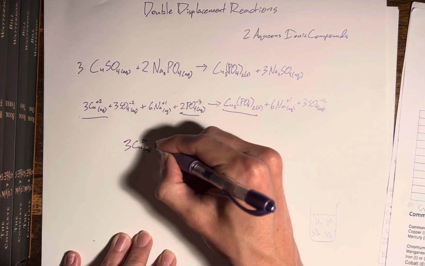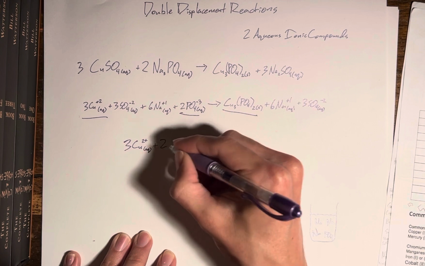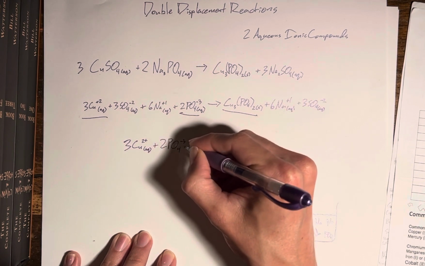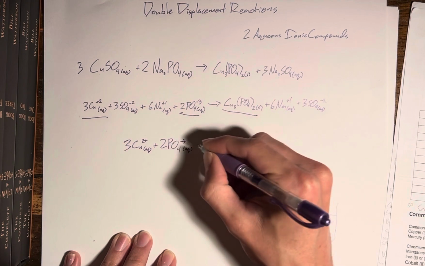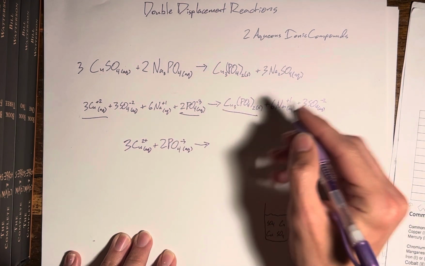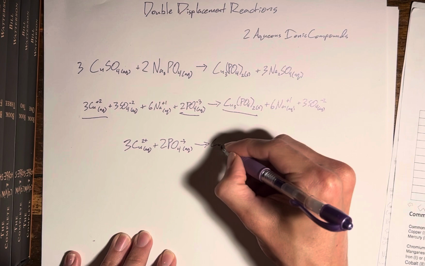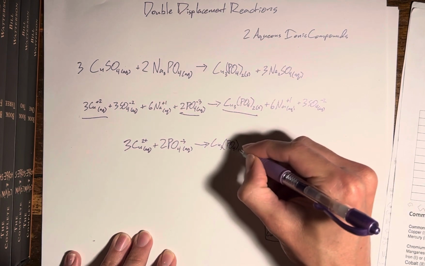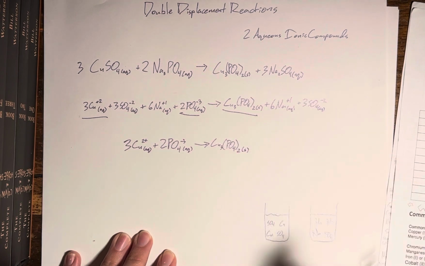Aqueous plus 2 phosphate goes to copper phosphate. Once again, no need to write the charge because it's solid.